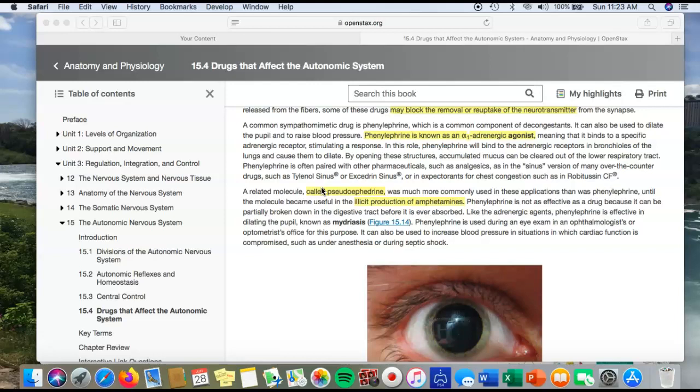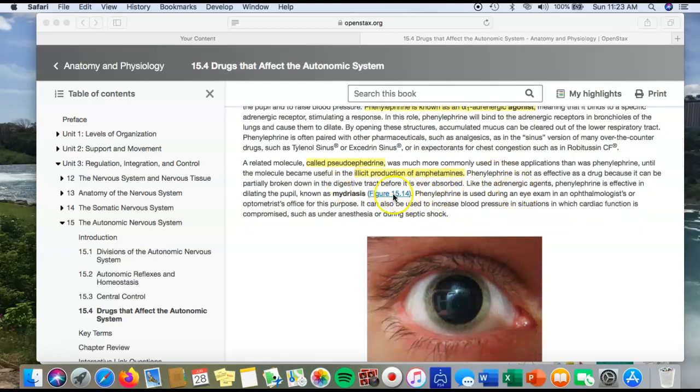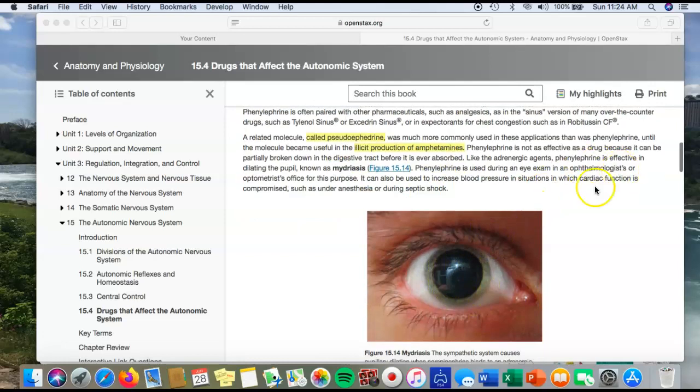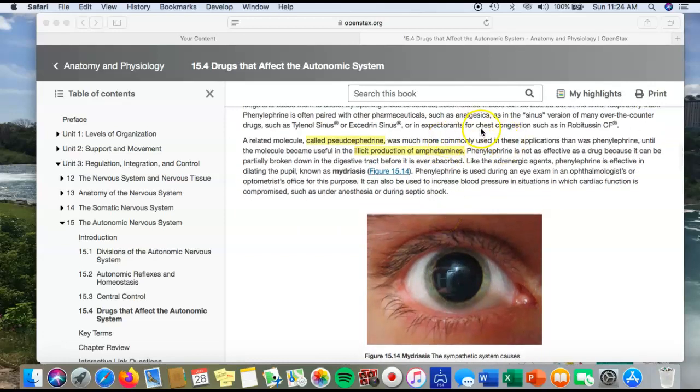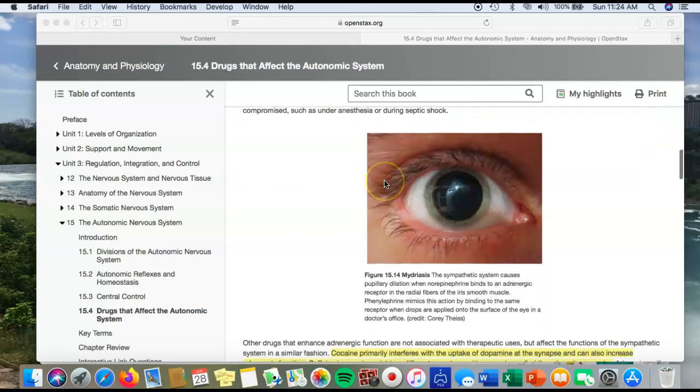And what's interesting is phenylephrine, which is the one that you can get more readily now, is not as effective because it can actually be partially broken down in your digestive tract before it's ever absorbed and ever being able to be used. So some of the things it can also do is to dilate the pupil during an eye exam, or it can increase your blood pressure, or once again, it can also be used as a decongestant.